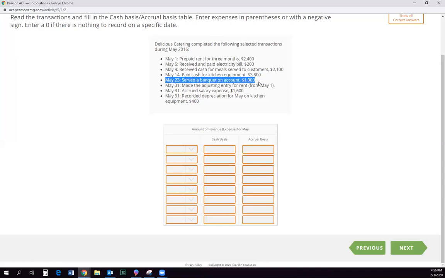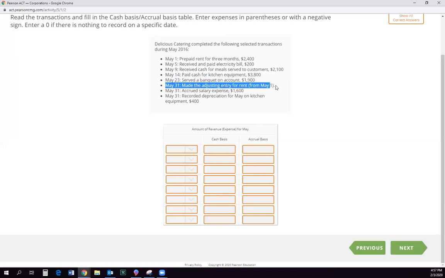May 23rd, we served a banquet on account. On account means we haven't gotten paid for it. So under the cash basis of accounting, we'd say that's zero. But under an accrual basis, we'd say, no, we already earned that money. So we're going to record $1,900 in revenue, or a positive $1,900.